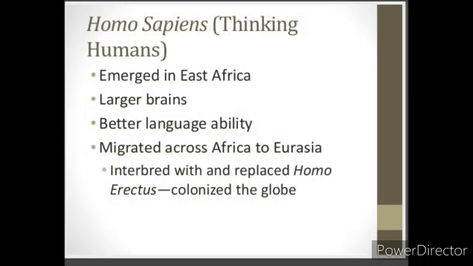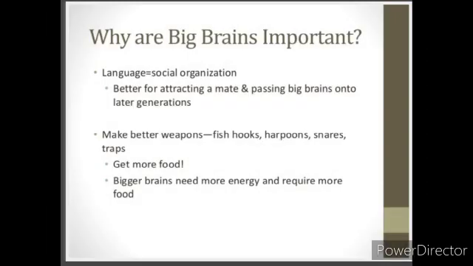The next stage is Homo sapiens, also known as the thinking humans, because they had the ability to think and they had a larger brain. They had curiosity to know things. As they had the larger brain, they emerged in East Africa. They had better language ability. They migrated across Africa to Eurasia, interbred with and replaced Homo erectus, and colonized the globe.